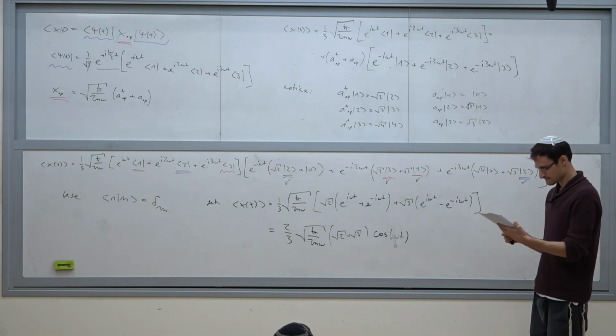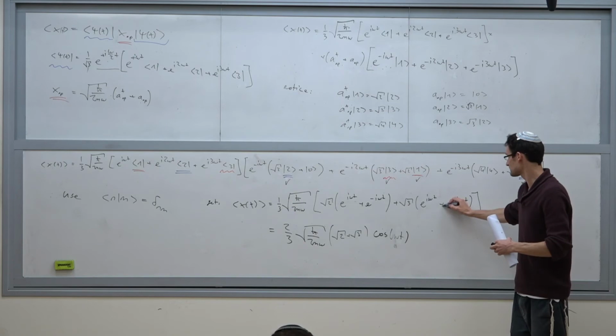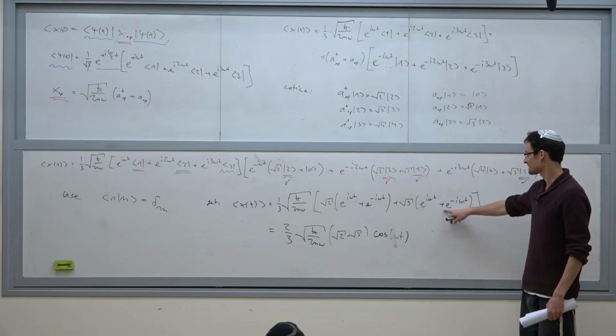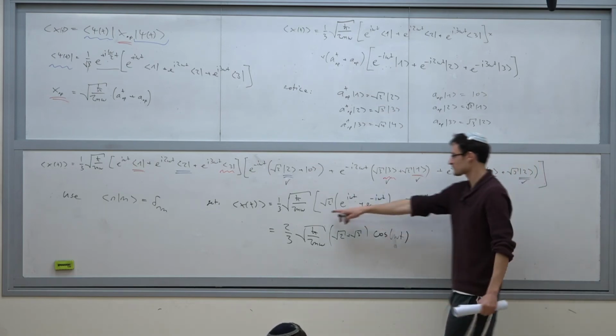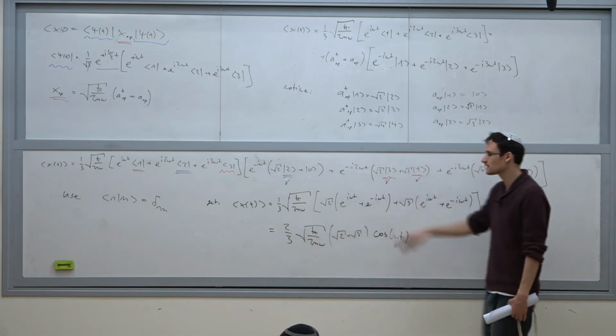Excuse me? Why did we get the minus? I didn't. I'm just writing too fast. Sorry. There's a plus sign here. That's why they're both a cosine. I factor it out. I'm left with the root 2 plus root 3. And there's a cosine. And the 2 is because it is twice the cosine.